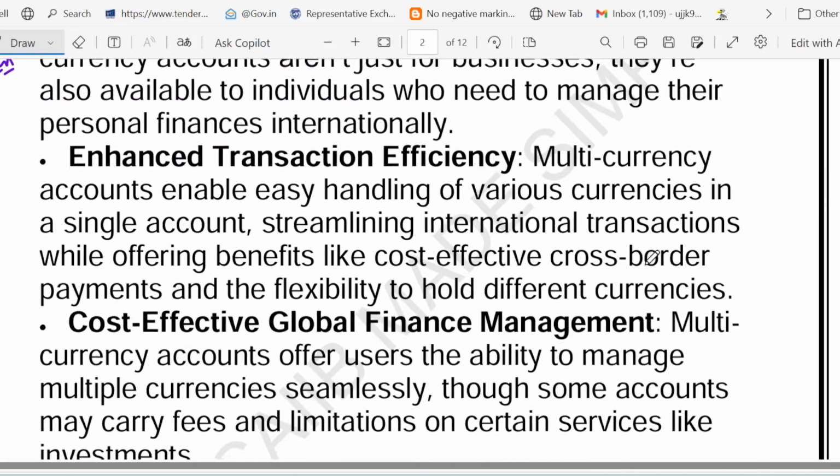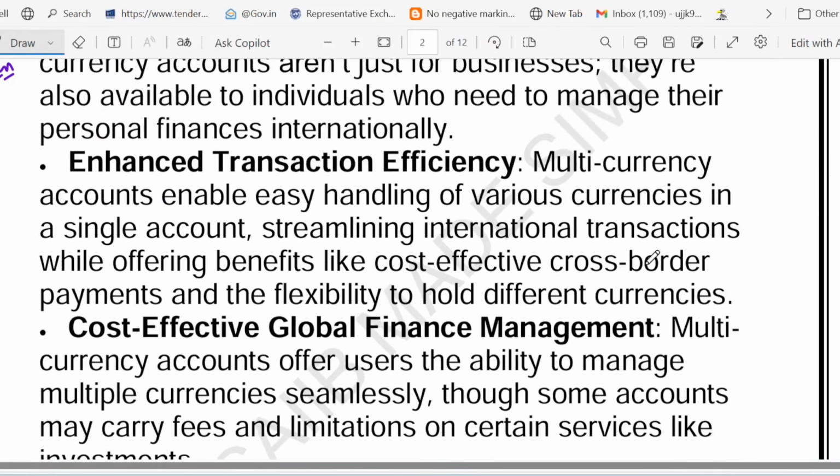Then they enhance the transaction efficiency. It means that one account, multiple currencies. This is the key benefit. You just have to maintain one account and multiple currencies will be there. So no more juggling different banks for different countries. For example, an online seller in Canada gets paid in dollars, Great Britain pounds and Australian dollars. So instead of 3 separate accounts, they can use a multi-currency account to receive, hold and send money in all 3.